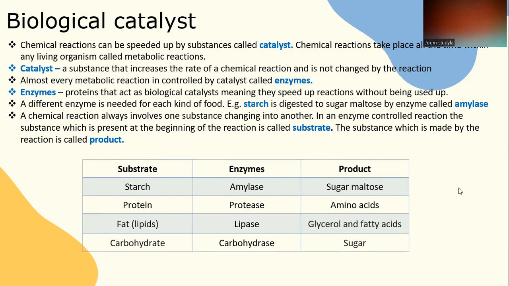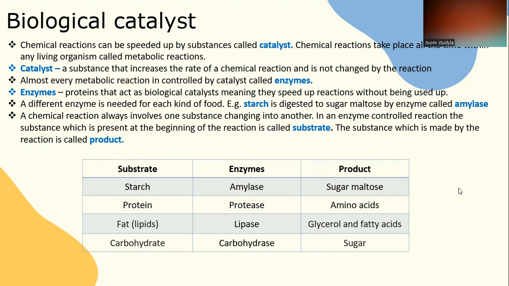As you can see from this table below, starch is digested to the sugar maltose by the enzyme called amylase. Protein is digested to amino acids by an enzyme called protease. Fats, lipids, are digested to glycerol and fatty acids by an enzyme called lipase. And carbohydrate is digested to sugar by an enzyme called carbohydrase.